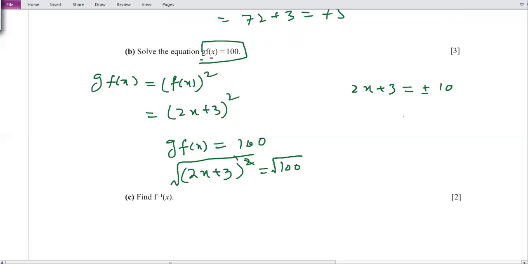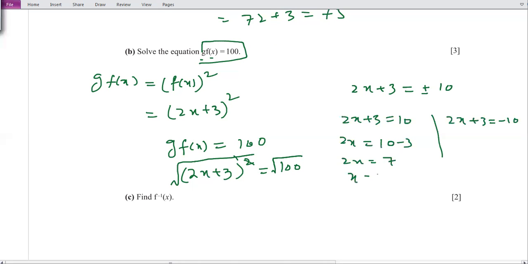So now you have two options. Option number 1 is 2x plus 3 equal to 10. Option number 2 is you will put 2x plus 3 equal to minus 10. These are the two options. So from here, take 3 to the other side. It will be 2x equal to 10 minus 3. 2x will be equal to 7. And what will x be? x will be 7 over 2.